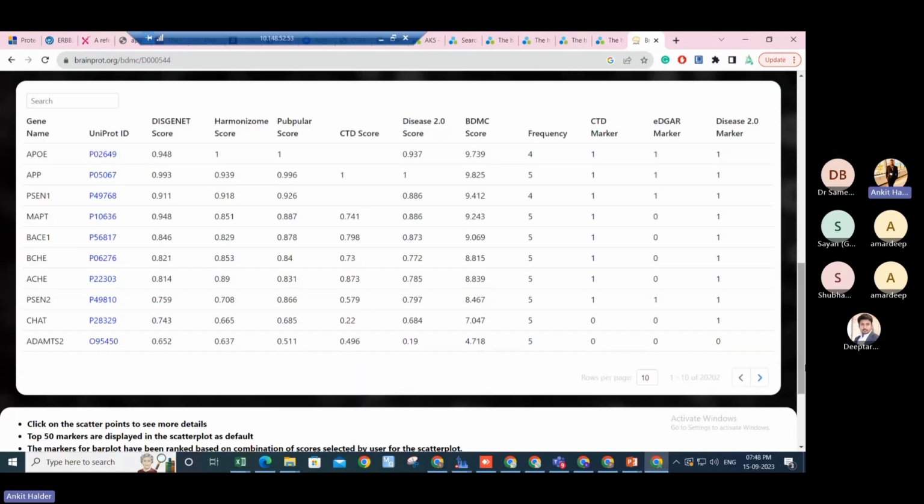Here you will get the scores along with the BDMC score. If you sort on the basis of the BDMC score, you can easily find the markers that are very relevant for your particular disease, which you can take forward.